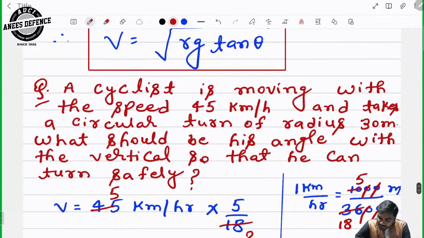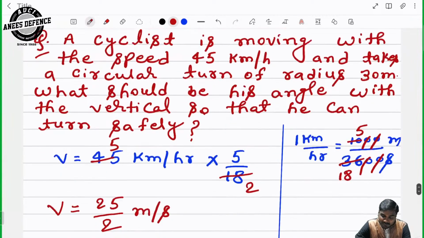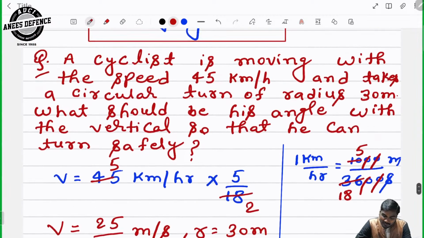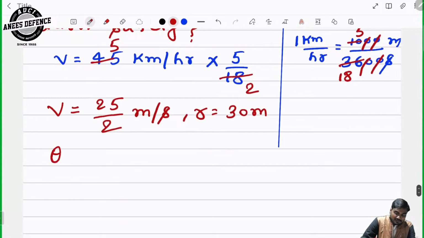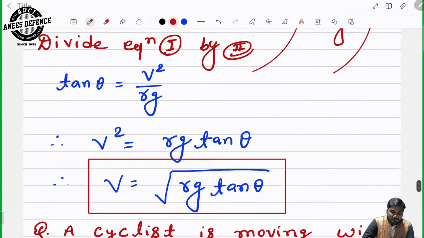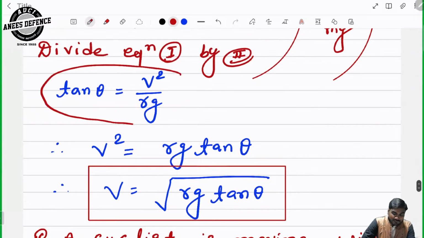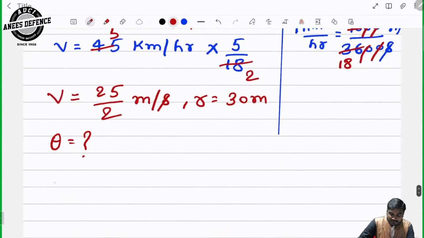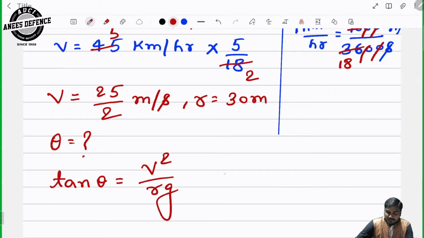Next data. Radius is 30 meter. R is given 30 meter. What should be his angle? Means you have to calculate theta. Yes or no? You know tan theta is equal to what? v square upon rg. So apply that formula. Tan theta is equal to v square upon rg.